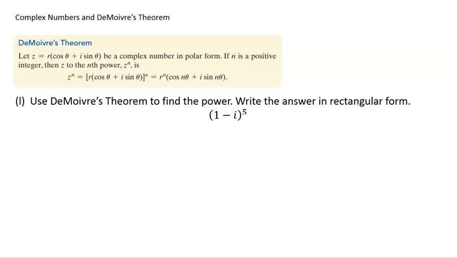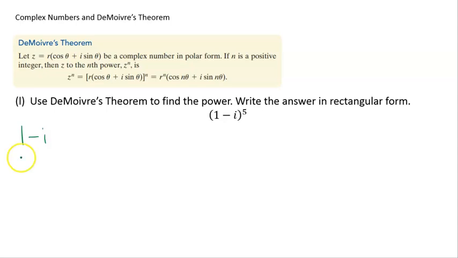If we use DeMoivre's theorem, we first must write this in polar form. So I cannot use this until this is in polar form. So that's step 1. I've got to write 1 minus i in polar form. There we go. So 1 minus i.